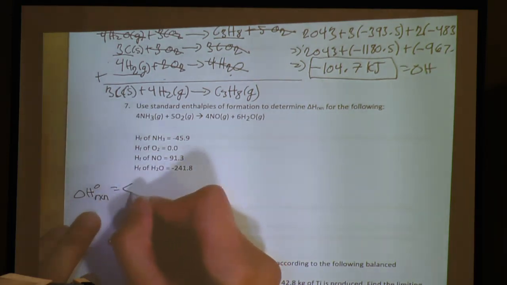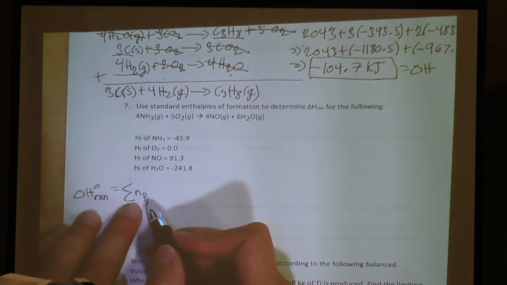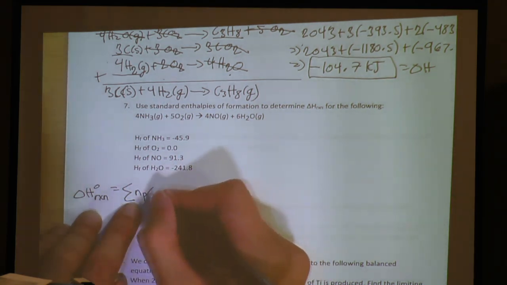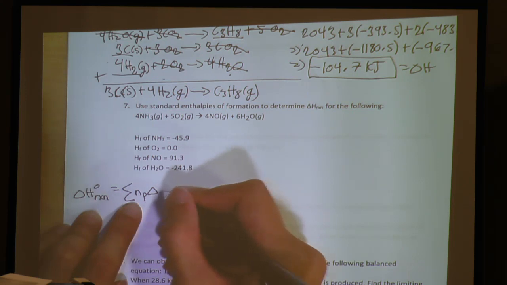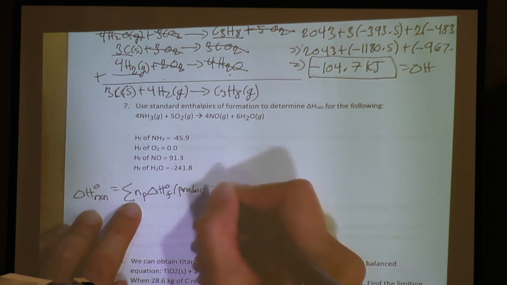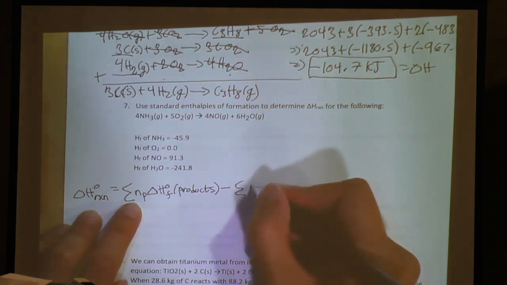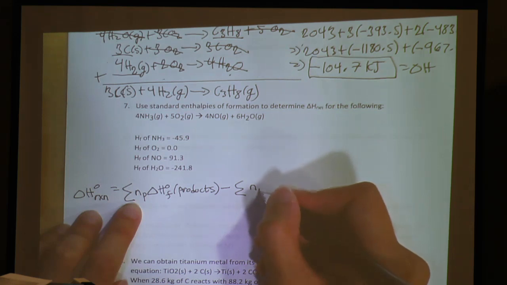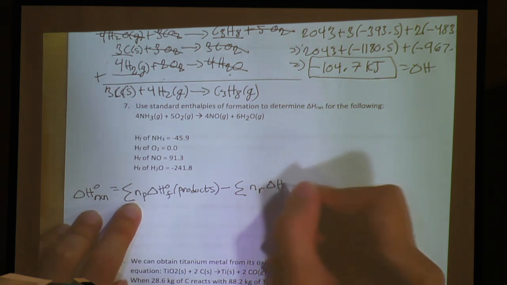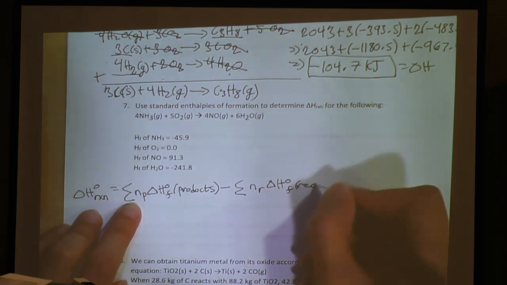That's going to be equal to, this just means summation, NP, that means products, change in HF of the products, minus the sum of, this is the reactants. So this is all like calculus language. What does this even mean?